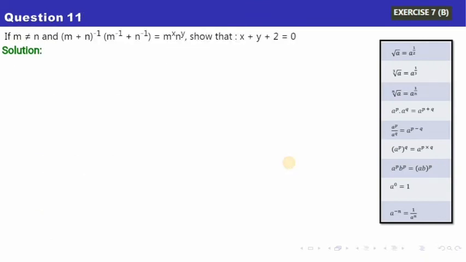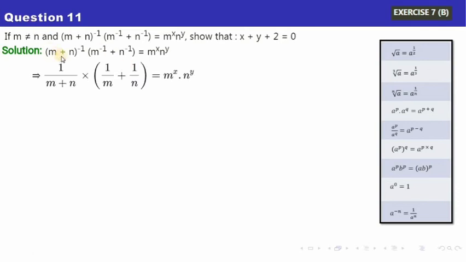So here we have another question which says if m is not equal to n, and this happens, then show that x plus y plus 2 is equal to 0. Let's see how to do this. So this is given to us, right? Now it's pretty easy, because if you treat m plus n as a, if you treat this entire thing as a, then this becomes a to the power minus 1. And what is a to the power minus 1? It is 1 by a, isn't it? So that's why 1 by a means 1 by m plus n.